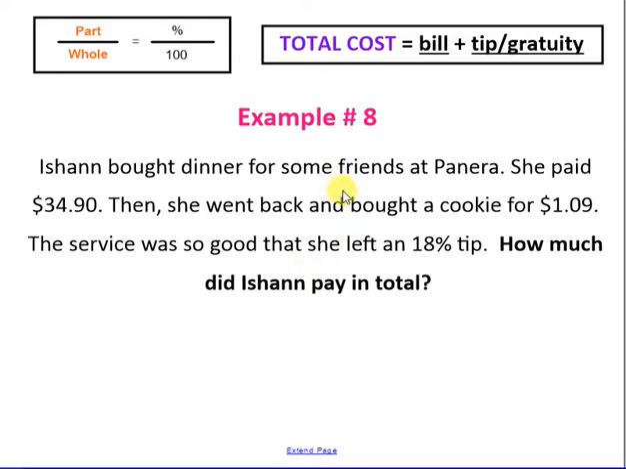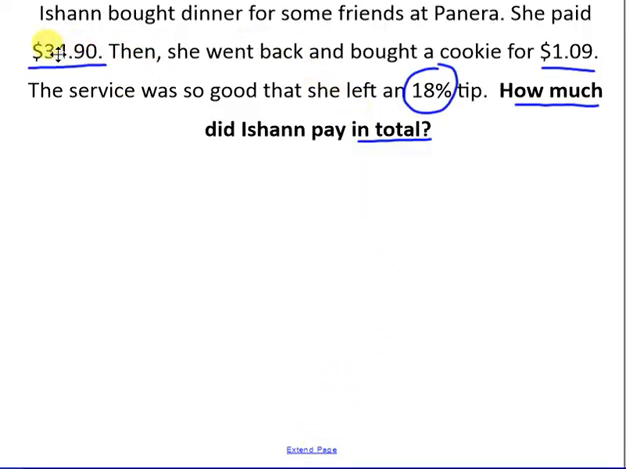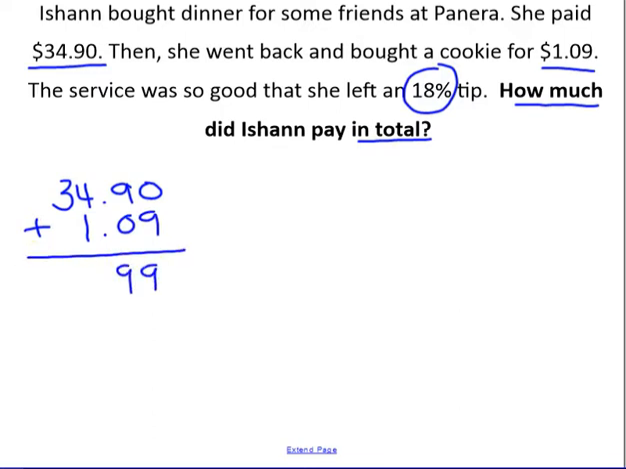Ishan bought dinner for some friends at Panera. She paid $34.90. Then she went back and bought a cookie for $1.09. The service was so good that she left an 18% tip. How much did she pay in total? So first, I need to figure out what her total bill was because first she paid $34.90, then she went back and bought a cookie. So $34.90 plus $1.09. So I'm going to add these up. So right now her bill is $35.99. Now I can go ahead and make my blank proportion.